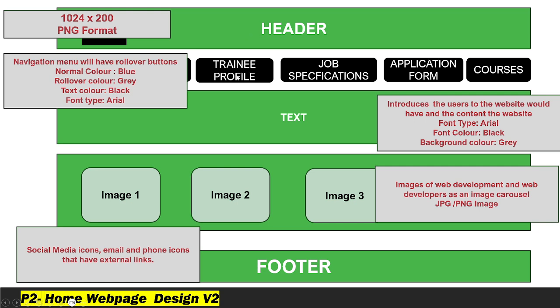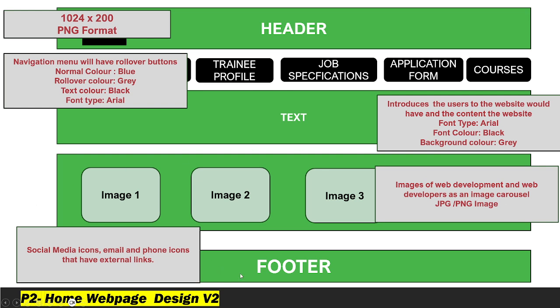So these are some of the improvements that you can actually make. So things again like these images that were mentioned as an image of website development and website developers, and it's going to be an image carousel. An image carousel is kind of like different images that just move on their own per second or per 2 seconds. Then it's going to be a JPEG or a PNG image.